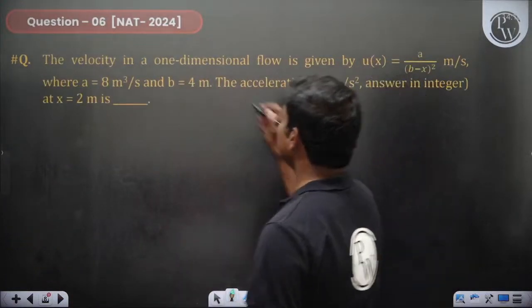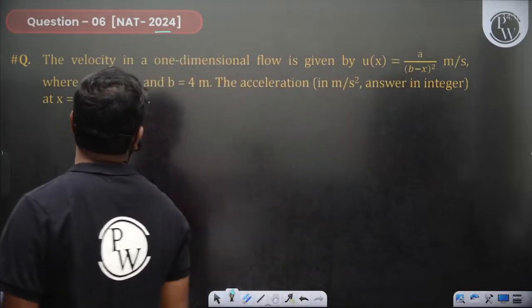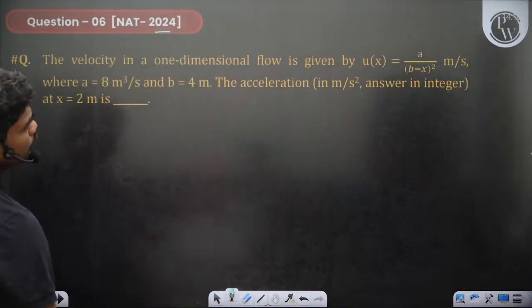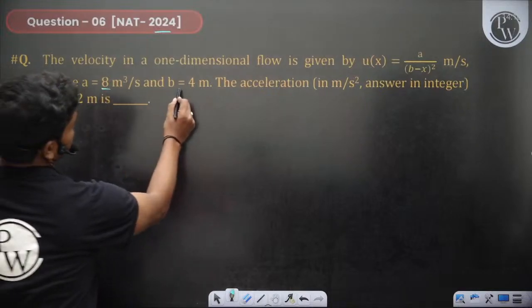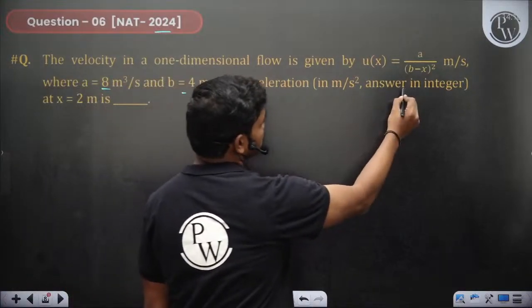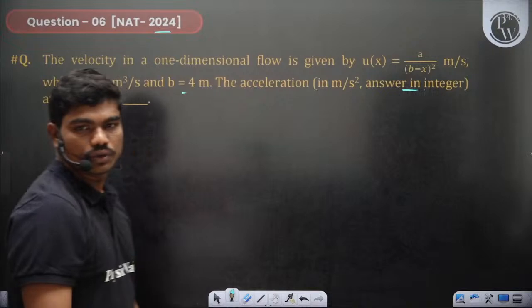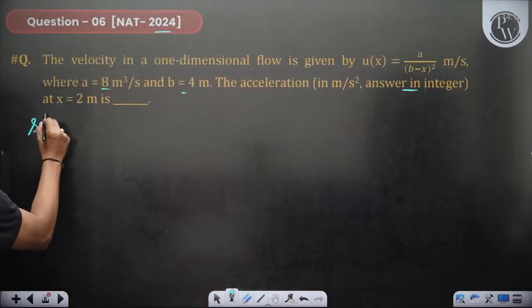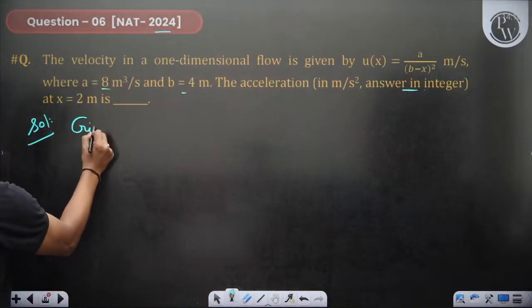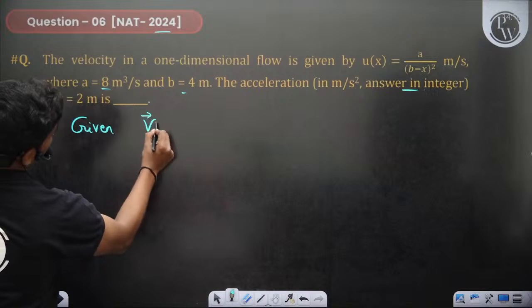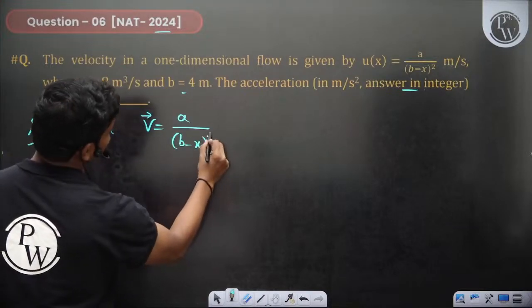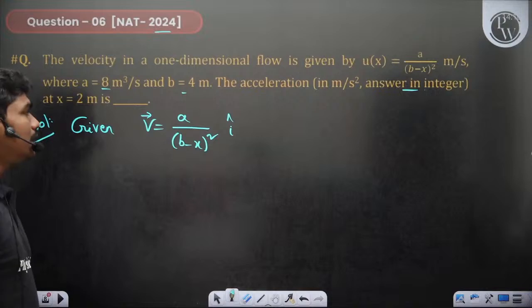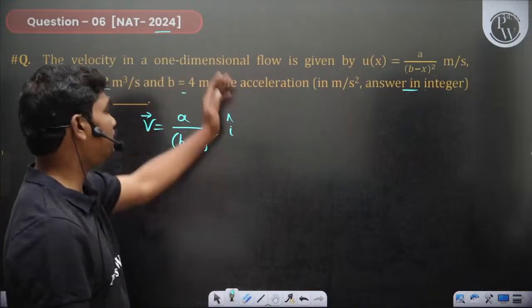2024 NET again. The velocity in a 1D flow is given by u of x is equal to a by (b minus x) whole square meters per second, where a is 8 meter cube per second, b is 4 meters. The acceleration, answer in integer. Okay, come on, do this. Solution. Given the velocity field is u component, a by (b minus x) whole square i cap. That's all. Okay, ठीक है, it's a 1D flow. That's what even they have given, 1D flow.